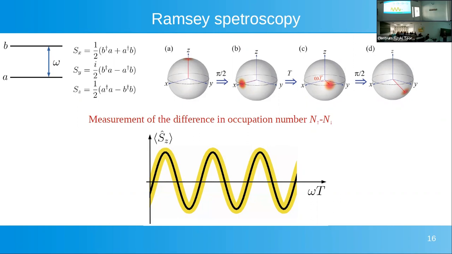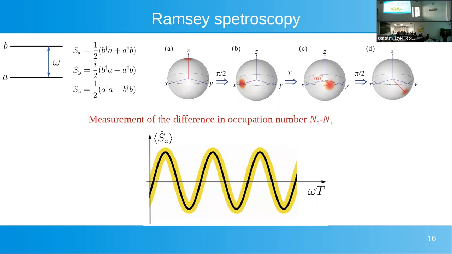And how it is done in the experiment is as follows. We prepare all atoms in, let's say, the lower state. So all atoms are in the A state, and it can be depicted on the Bloch sphere as all atoms pointing to the North Pole. And you can prepare a coherent superposition of atoms up and down. So you put them on the equator, and we allow the system to evolve under its own dynamics.